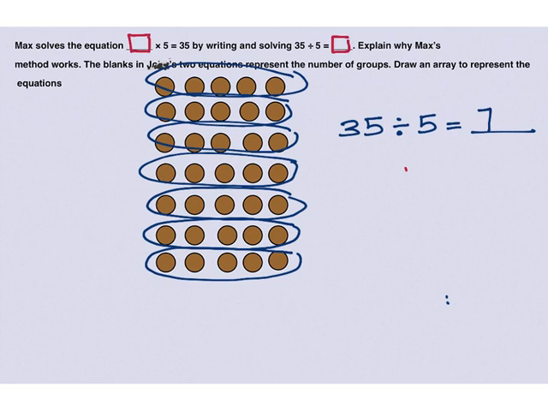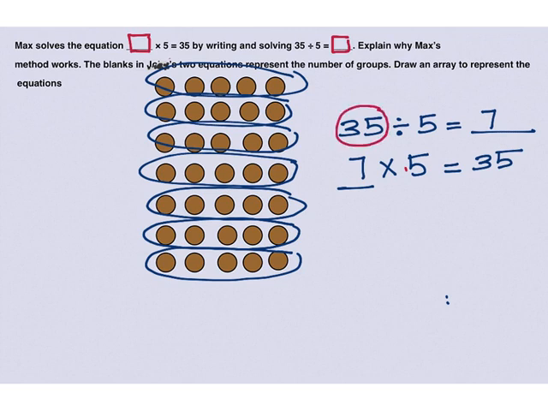So the total is 35 divided by the size of the group, which is 5. So each group has 5 brown circles, and I get 7 groups of 5. You know that 7 groups of 5 is 7 times 5. So 7 times 5 equals 35.